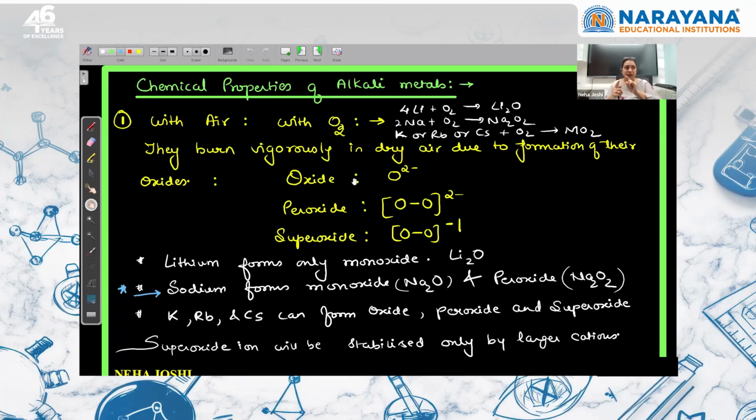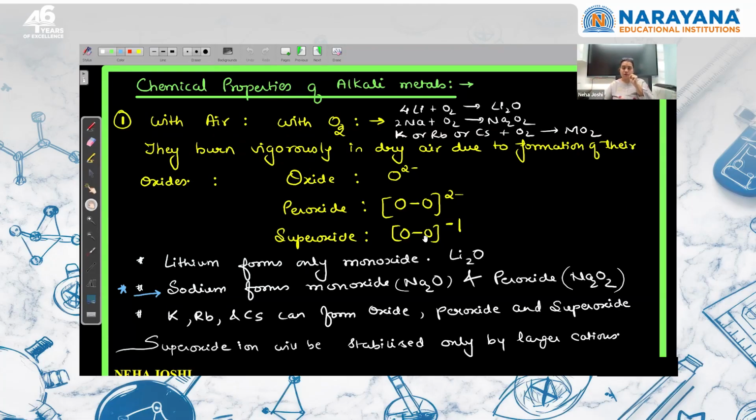Lithium is the only one which, along with oxide, can form nitride also, like second group members such as magnesium. Excluding that, first I'll talk about oxygen. They burn vigorously in dry air. And when they burn in air, they form oxide, peroxide, and superoxide. Yes, the tendency towards superoxide formation increases down the group.